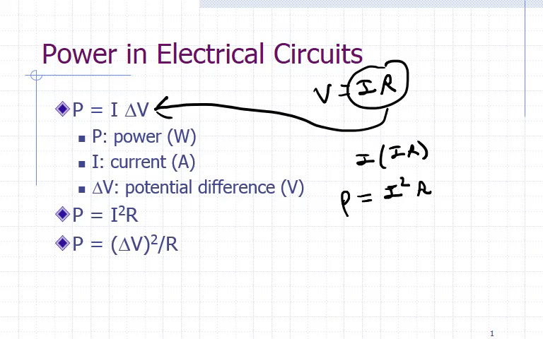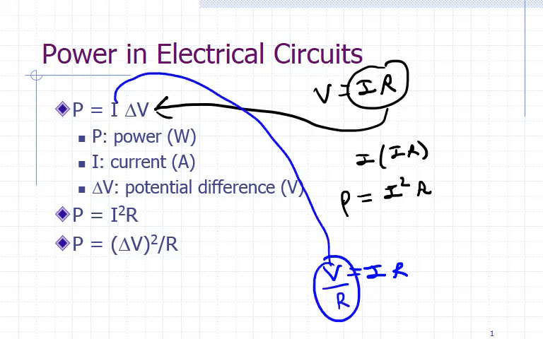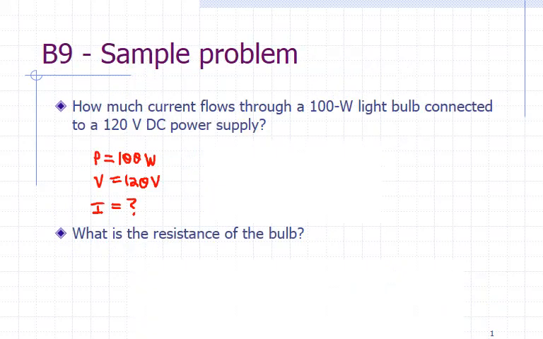Or if you rearrange the equation V equals IR, we can replace current with V over R. We place this in for current. We would have V over R times V. So we'd have voltage squared over resistance will give us the amount of power.